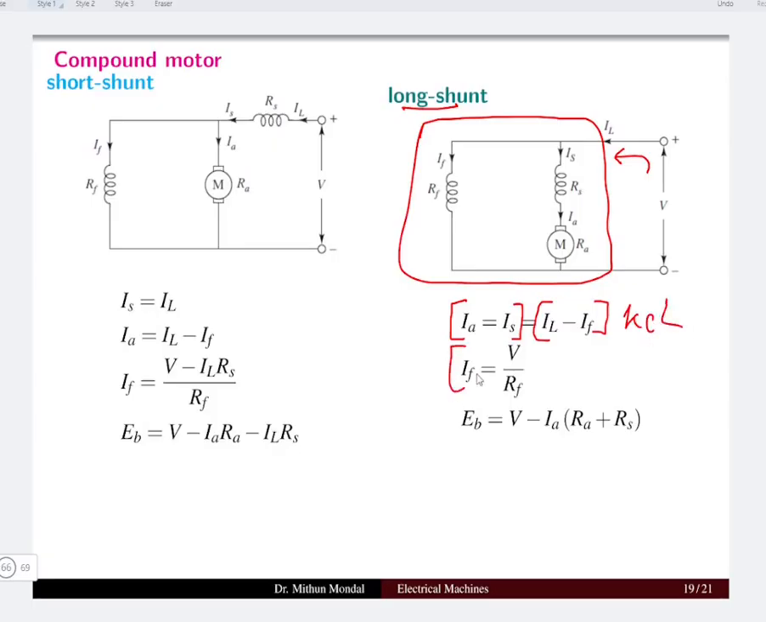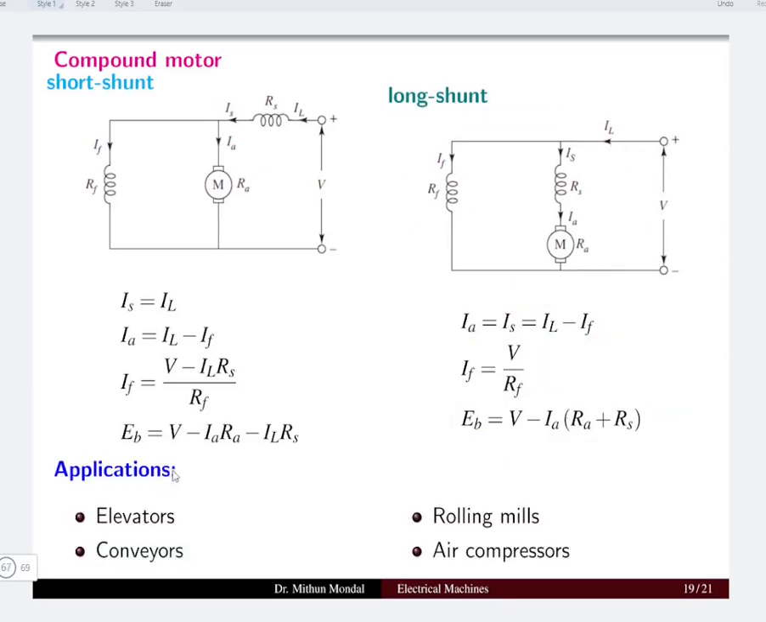If we talk about the IF, which is in accordance with Ohm's law, V is the terminal voltage, and hence the same voltage V we will be getting across the resistance of the field. So the supply voltage will be the same because it is in parallel, and hence the field current will be V by Rf. And in accordance with the KVL, the Eb will be equal to V minus the total drop which is due to the resistance of the armature plus the series field winding.